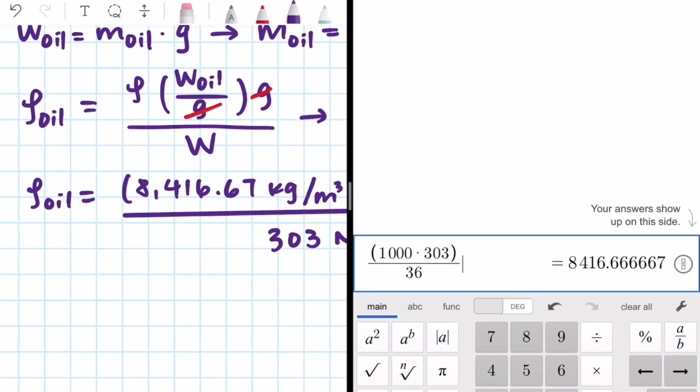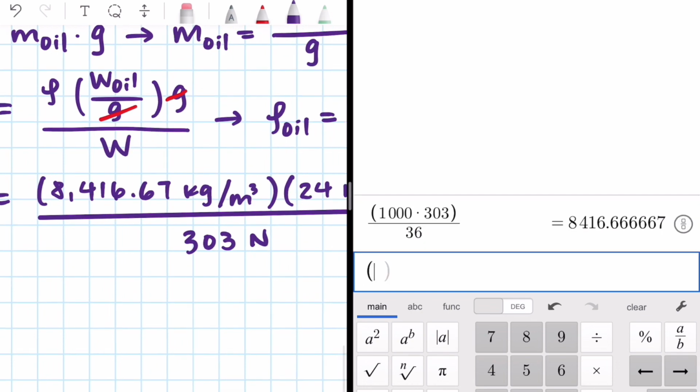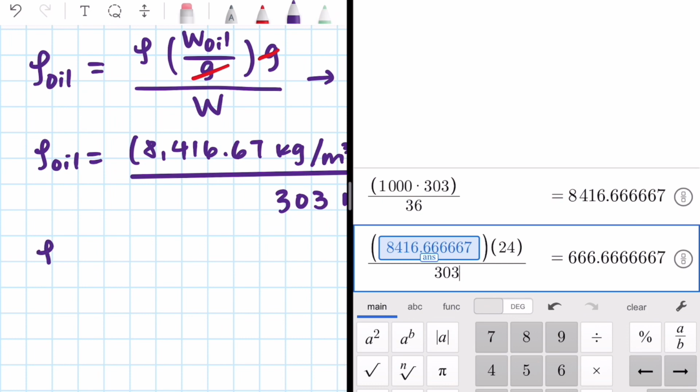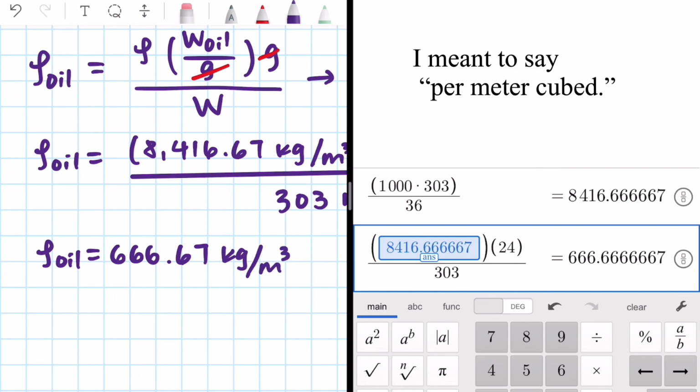Let's see what we get in decimals. I'm not going to round. I'm going to use the answer feature on the calculator to get a more precise answer. And there you go. The density of the oil is going to be 666.67 kilograms per meter cubed. That's it.